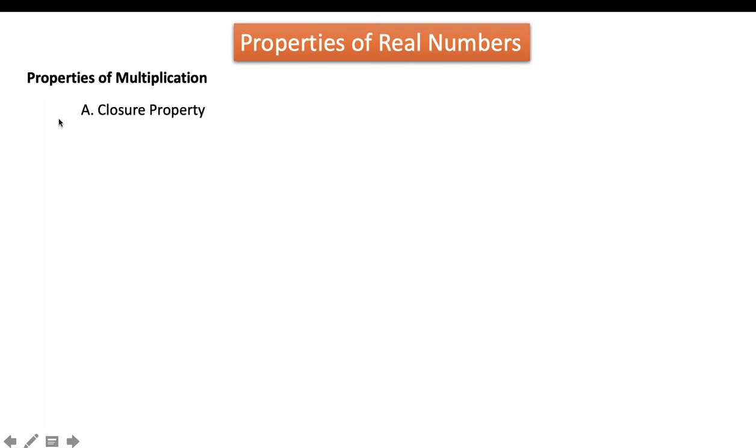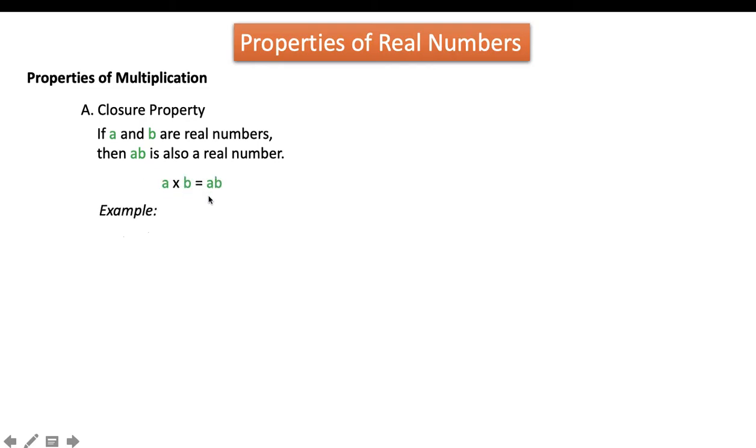Multiplication also has a closure property. If a and b are real numbers, then the product ab is also a real number. So a times b is equal to ab. For example, 3 times negative 8 is equal to negative 24. We have here two real numbers, 3 and negative 8. When we multiply them, it results in another real number, which is negative 24.